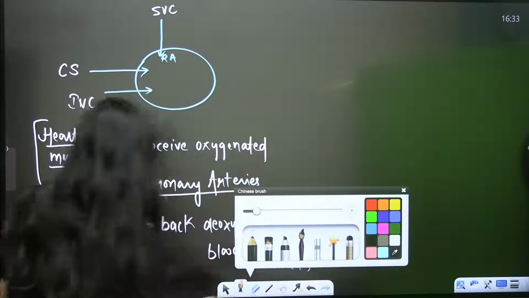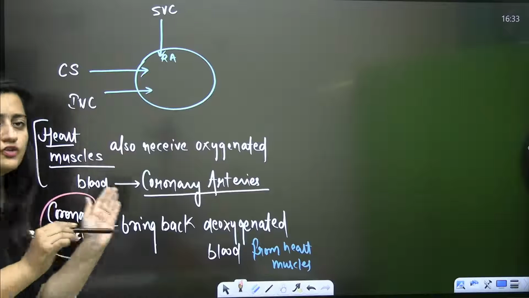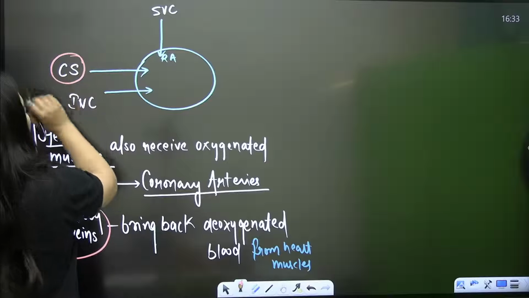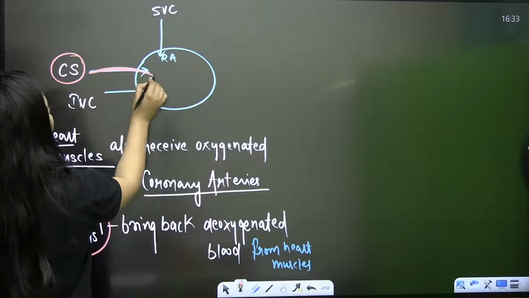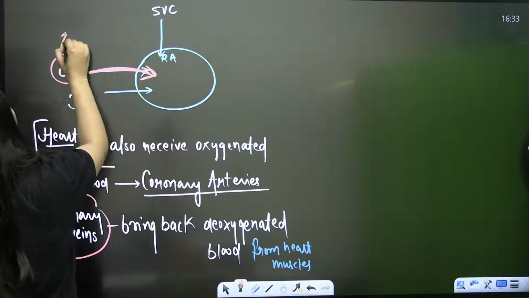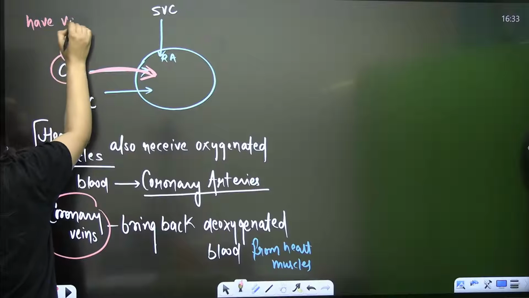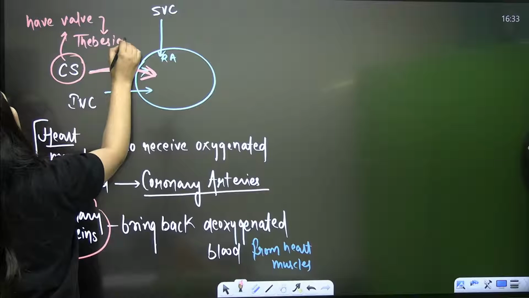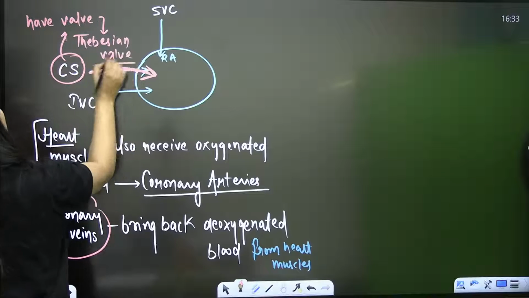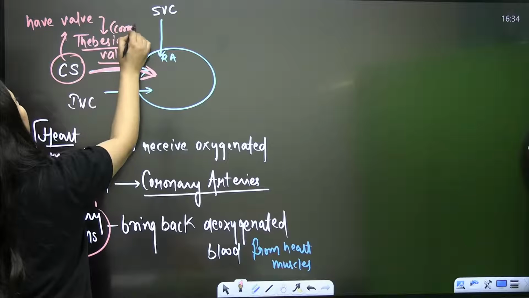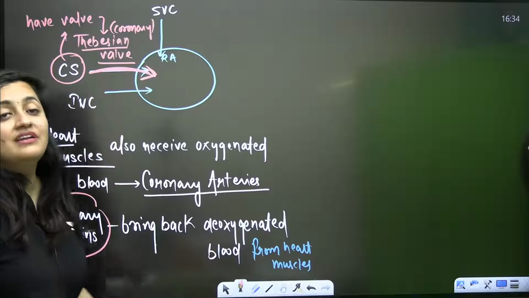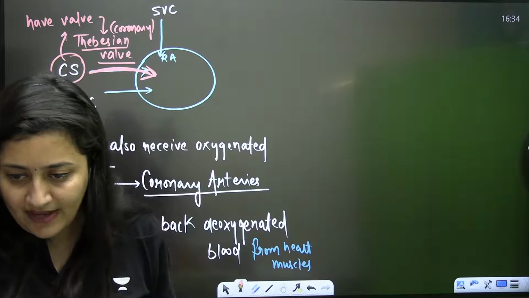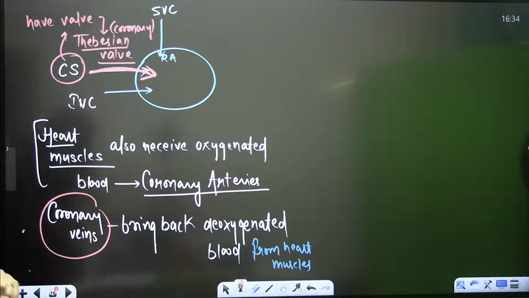Now the point here is that these coronary veins all together make the coronary sinus, and this coronary sinus will bring back the deoxygenated blood to the right auricle. Understood? And this coronary sinus also has a valve known as the Thebesian valve, also known as the coronary valve. If you divide this topic into different parts, you can understand it in a better way.